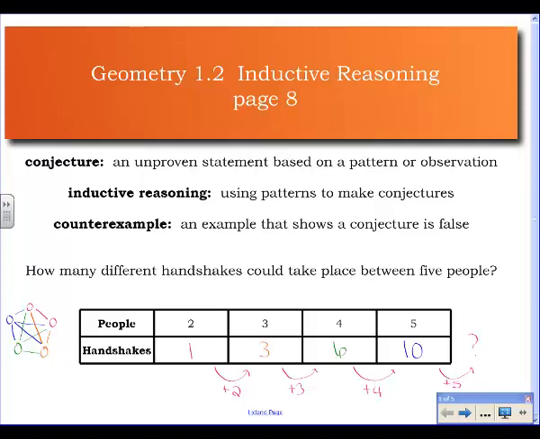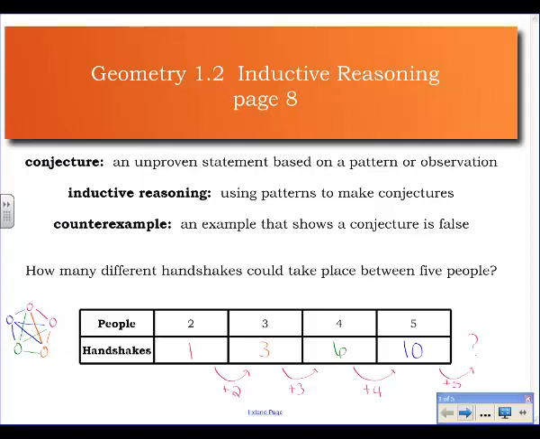According to my pattern, I should just be adding 5 handshakes to the previous 10. So 5 plus 10 gives me 15 handshakes total for 6 people. Using our diagram, we were able to establish a pattern, and now we can use that pattern to determine the number of handshakes between even more people. How about 10, or 25, or even 100? You probably wouldn't want to draw a diagram for that, and that's why patterns are so important.